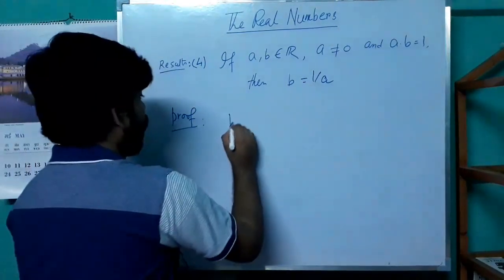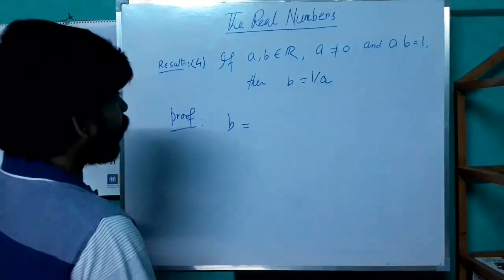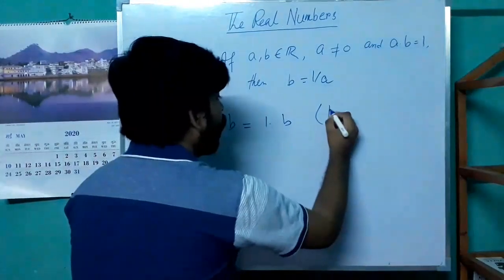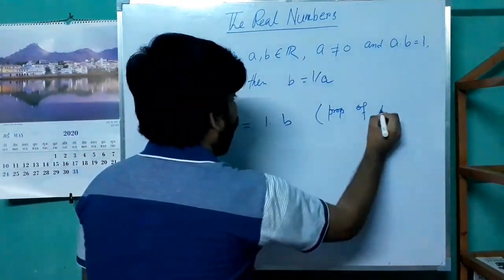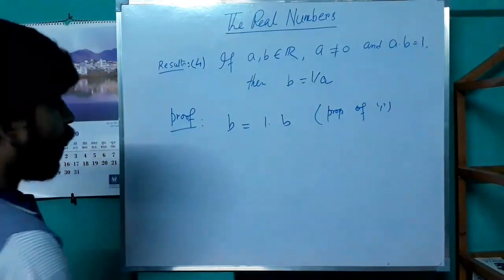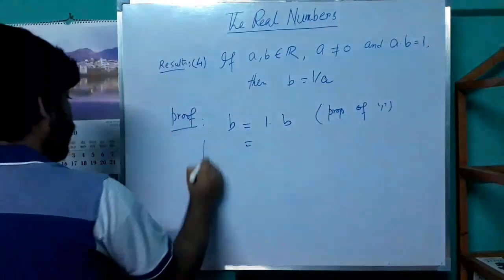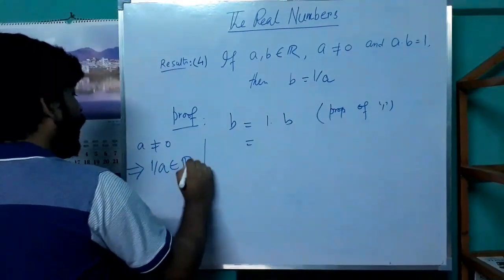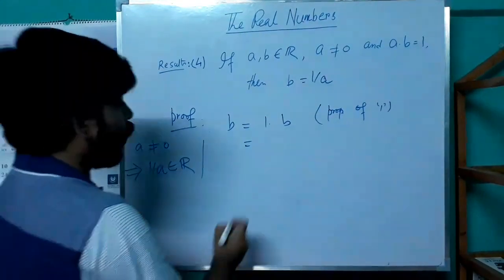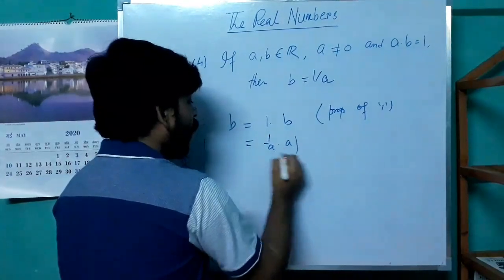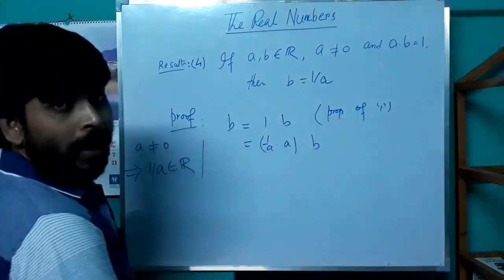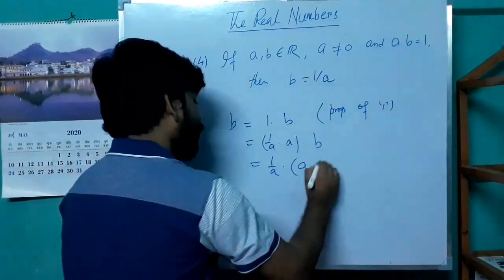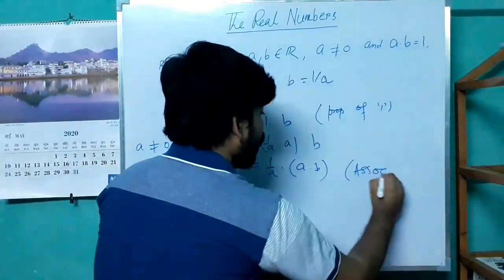So we can write b equals 1 dot b. This is the property of 1. Now since a is non-zero, 1 by a exists. So we can write 1 as 1 by a into a. Now we apply the associative property.